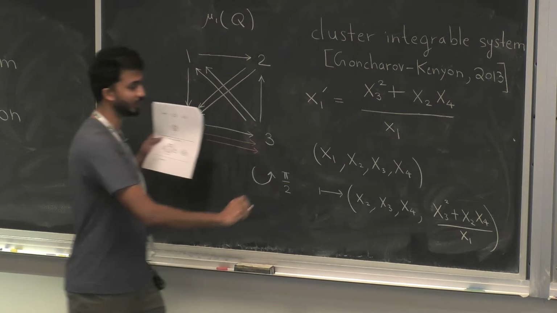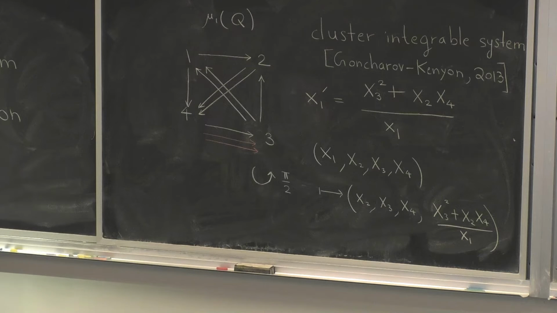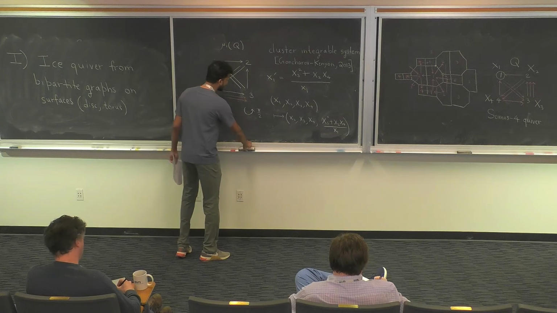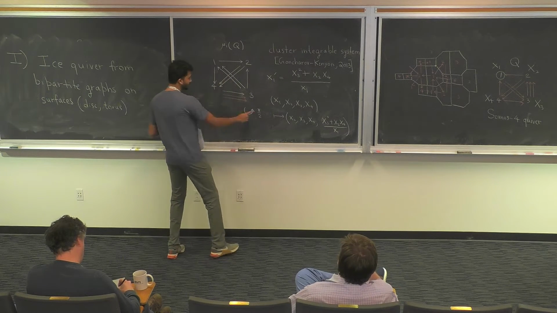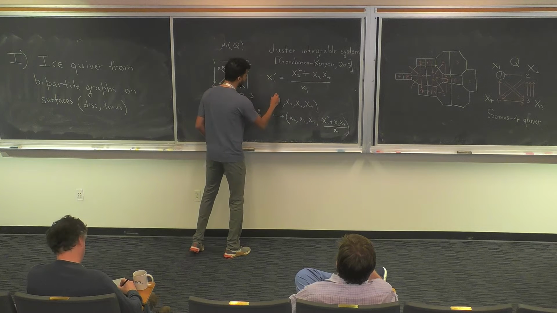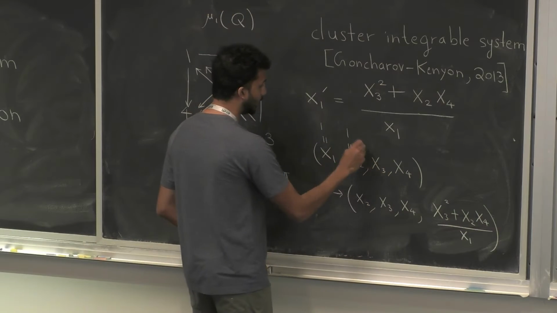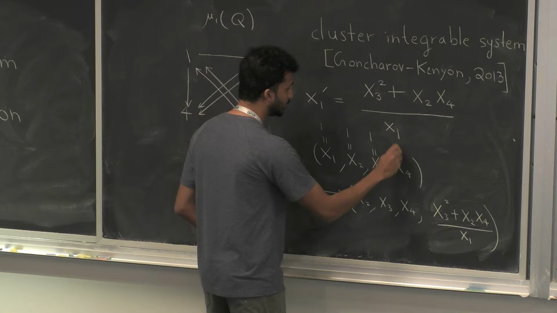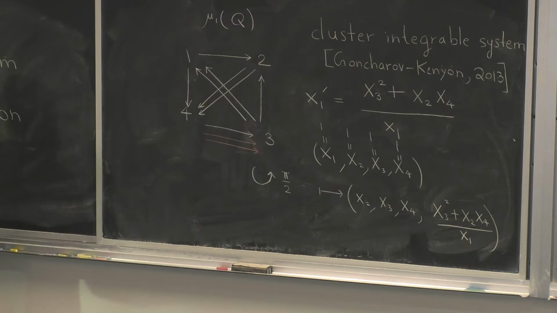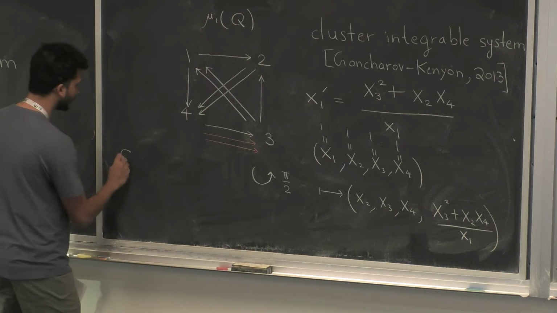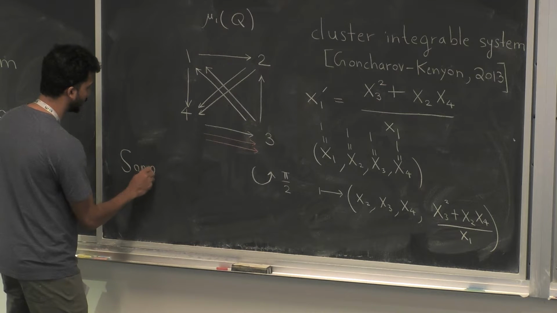And you will see more of this in Sanjay's talk. So if you initialize all these variables to be 1 and keep applying this map, you're going to generate an infinite sequence of numbers. And this is called the Somos-4 sequence.